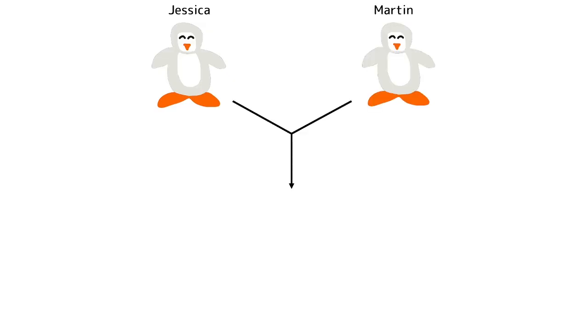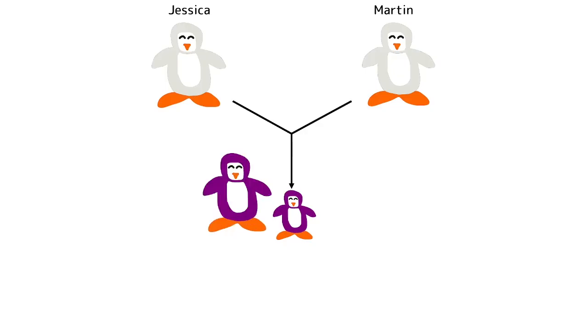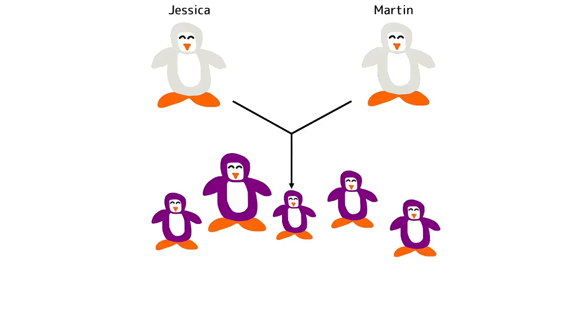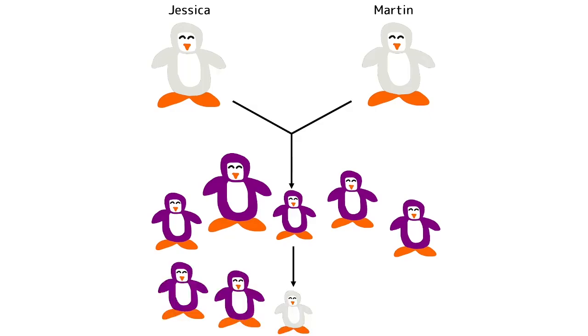Well, let's start with a white penguin named Jessica and a white penguin named Martin. They loved each other very much and got married and had lots of babies, and all of them were purple. And from the last videos, you can see that there is no way we could ever have gotten the purple color. And when they interbred with each other, we got both purple and white penguins.